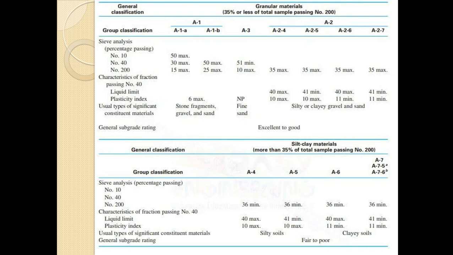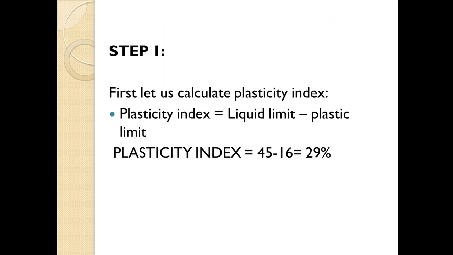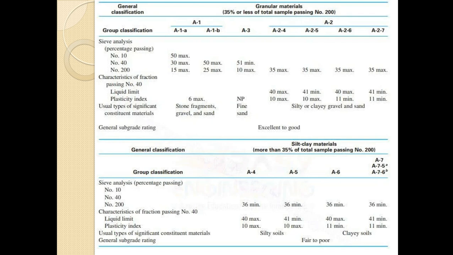Okay, so now let's move on to plasticity index. Our plasticity index was 29%. So moving on to the table, our soil can either be A5 or A7. But in A5, as you can see, the maximum plasticity index can be 10%, not more than that. But what is our plasticity index? It is 29%. So A5 is eliminated. And now what is remaining? A7. So it is surely confirmed that our soil is A7, but keep in mind that A7 also has two categories, A7-5 and A7-6. So now we need to classify whether it is A7-5 or A7-6.